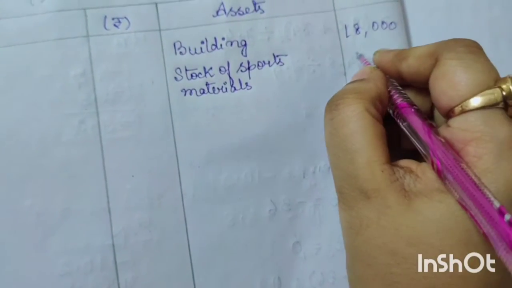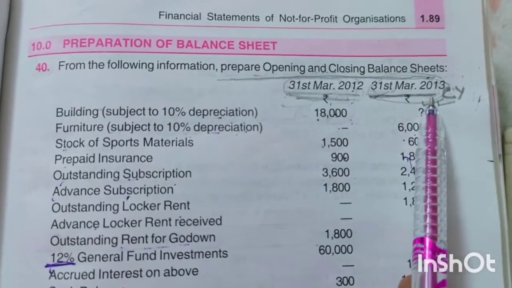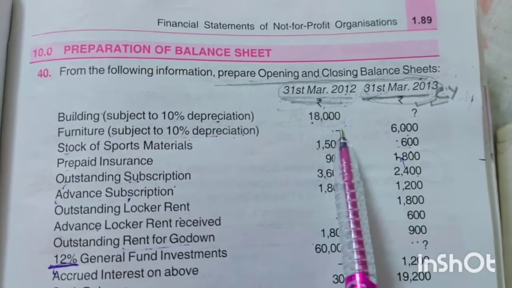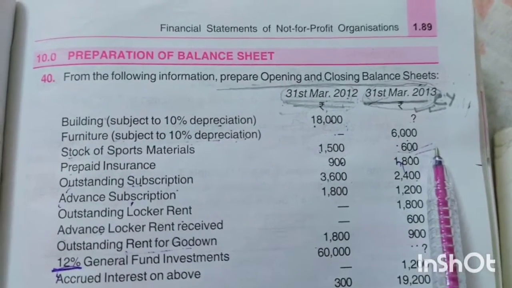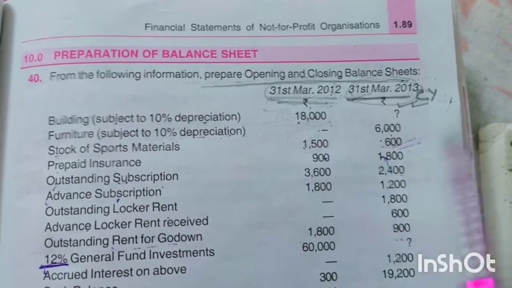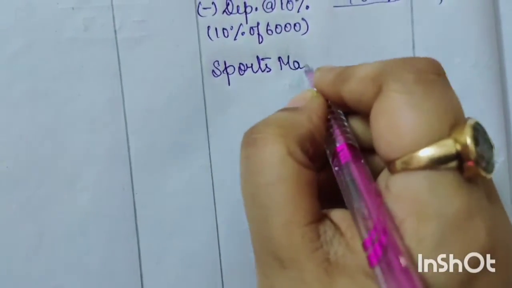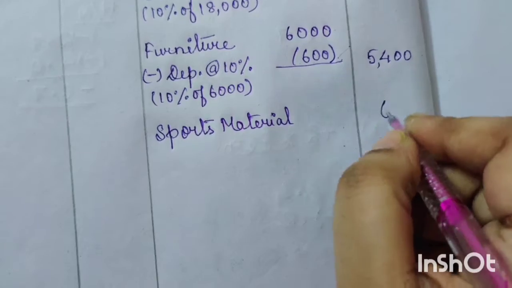How much balance did we have in the opening? 1,500. Now next, on 31st March 2013, how much balance did we have? 600. See, in the beginning we had 1,500 and now we have 600. That means the balance has reduced. So first here we will write closing balance sports material. We can write here directly 600 in the closing balance.